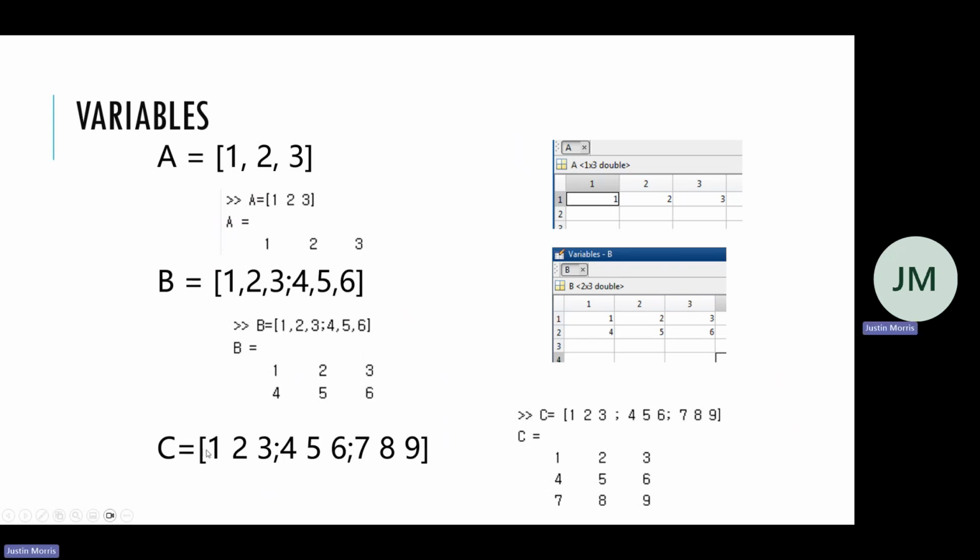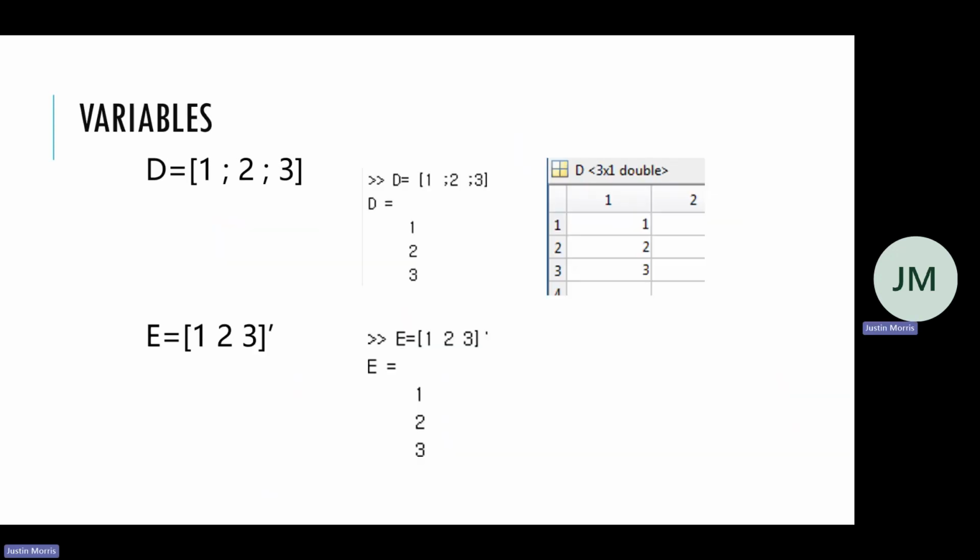And of course, we can go here. So here's C, 1, 2, 3, 4, 5, 6, 7. So that's how you're going to construct different size matrices. Any question on it? Okay.